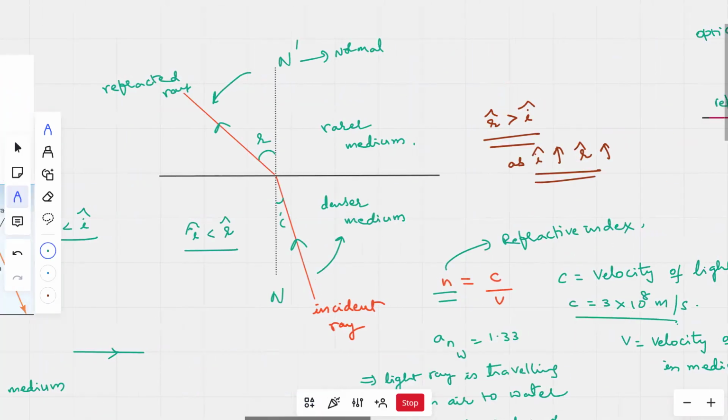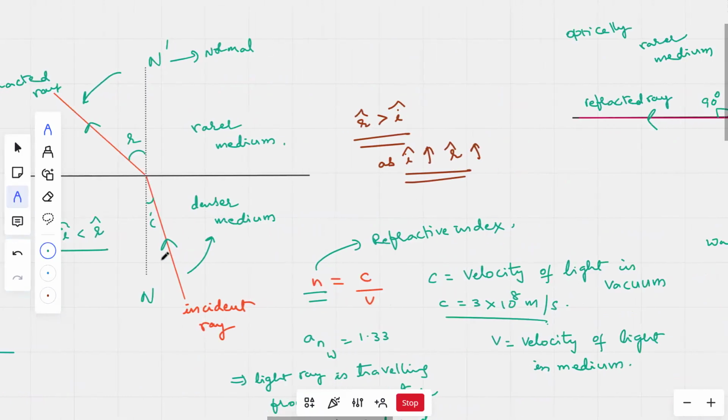Now I get a doubt. Suppose I increase the angle of incidence, what happens to the angle of refraction? The light ray is traveling from denser medium to rarer medium, so it deviates away from the normal. If I start moving this ray upwards, this ray moves downwards. Am I right? That means as the angle of incidence increases, the angle of refraction also increases. As i increases, r also increases.